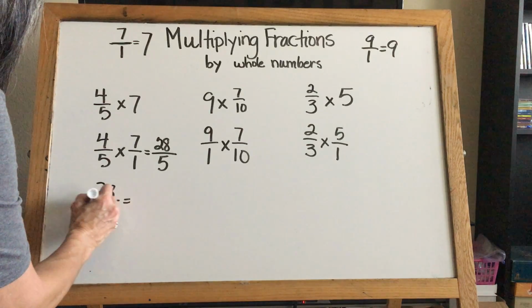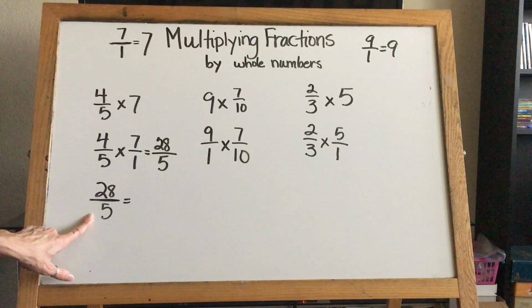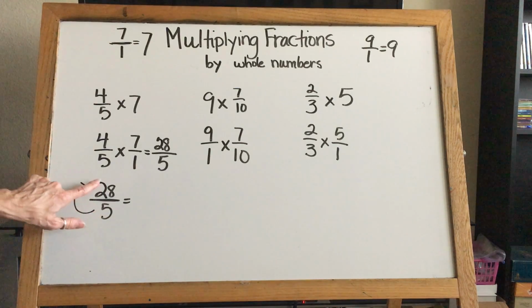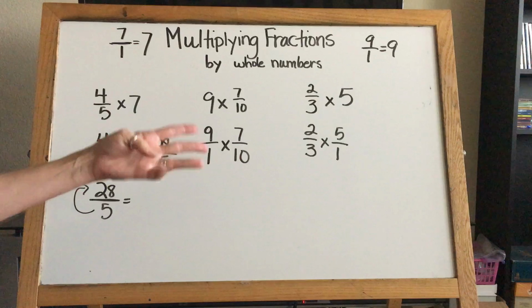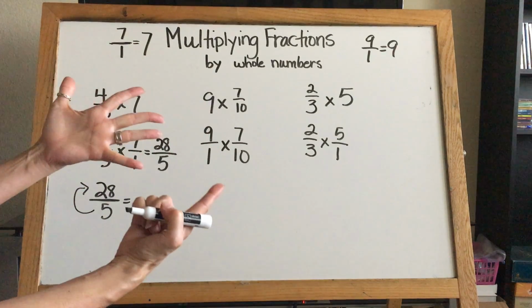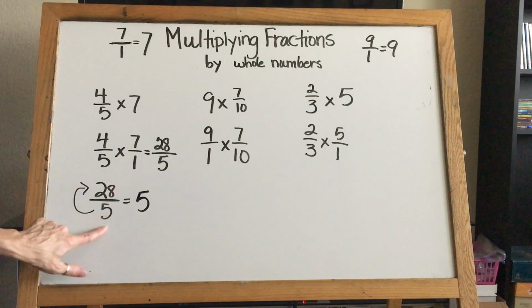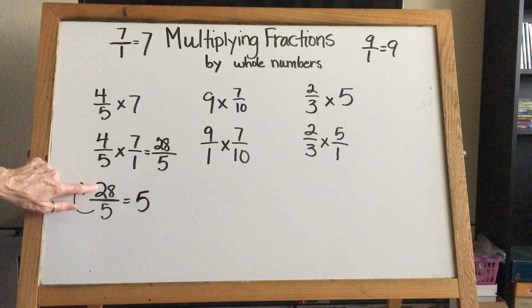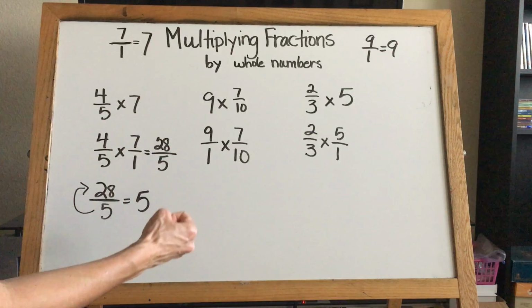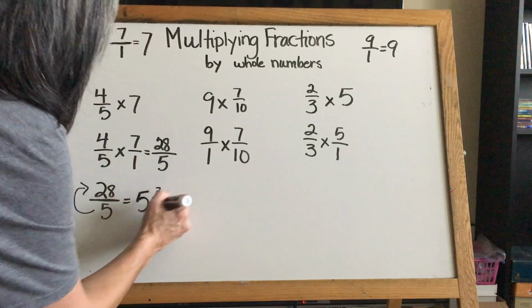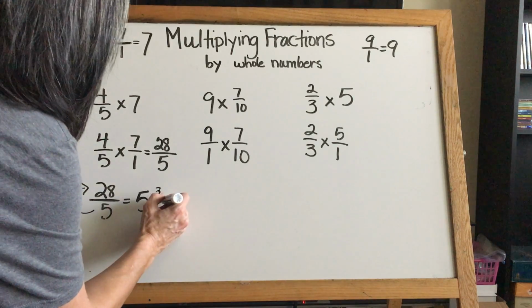Remember, this means divide. So 28 divided by 5. Easy way to do this is just ask yourself, how many times does 5 go into 28? 5, 10, 15, 20, 25, 30. That's too much. So our whole number is going to be a 5. So 5 times 5 is 25, but we've got to get to 28. So 25, 26, 27, 28. That gives us a 3 as our numerator. Our denominator doesn't ever change.